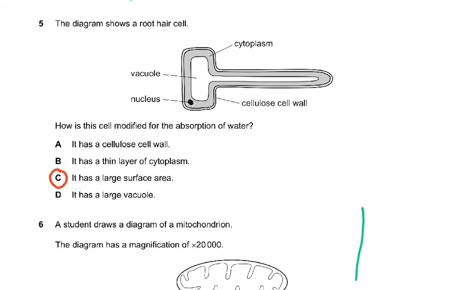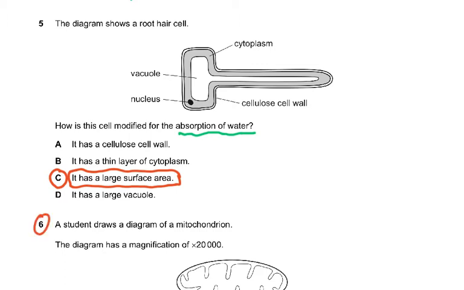Then coming on to question number 5. Now in question 5 it says the diagram shows a root hair cell. How is this cell modified for the absorption of water? So it has a cellulose cell wall which is fully permeable. It has a thin layer of cytoplasm. It has a large surface area. It has a large vacuole. So basically, when you want something to absorb water, you want a large surface area so that it will absorb water more readily and quickly.